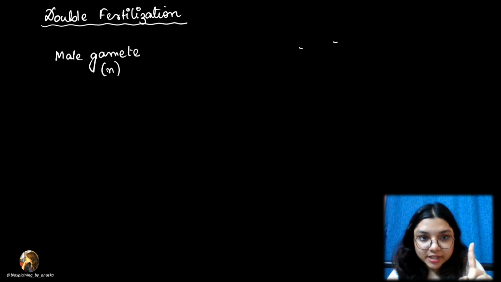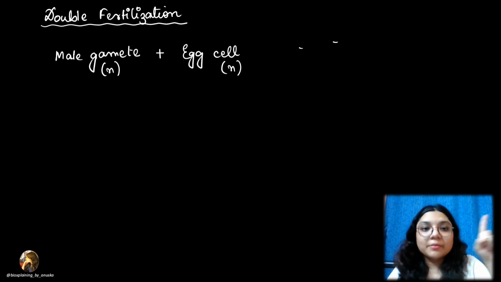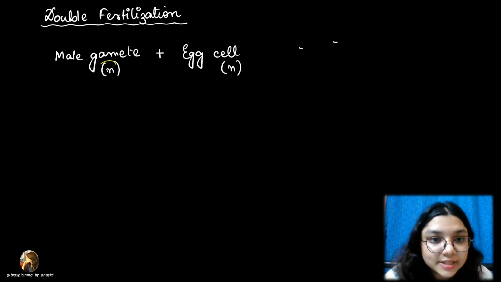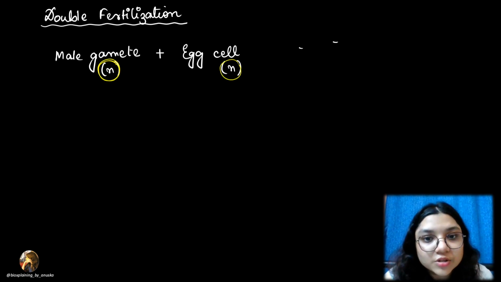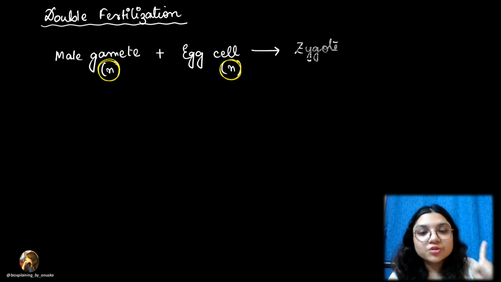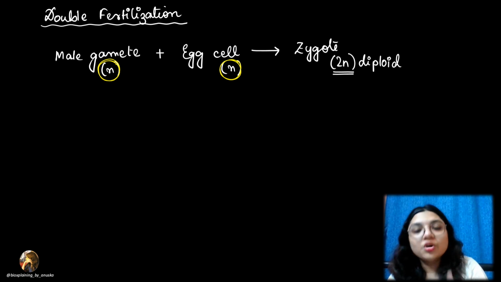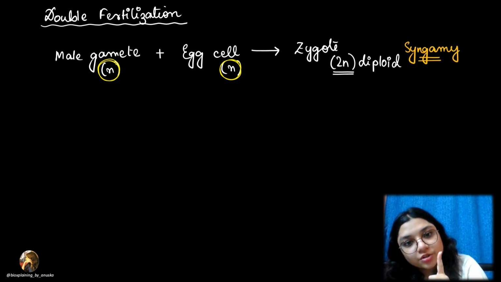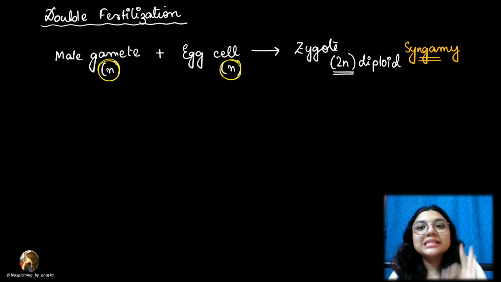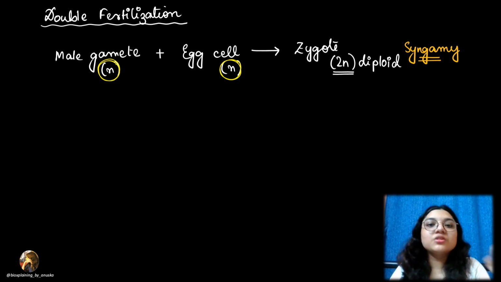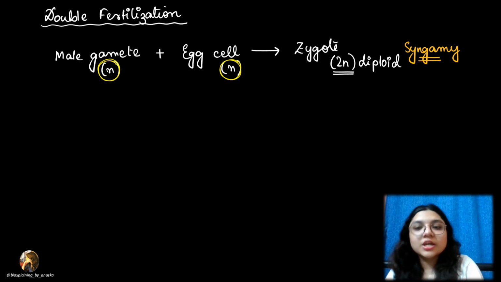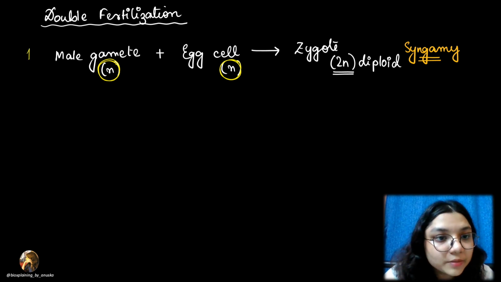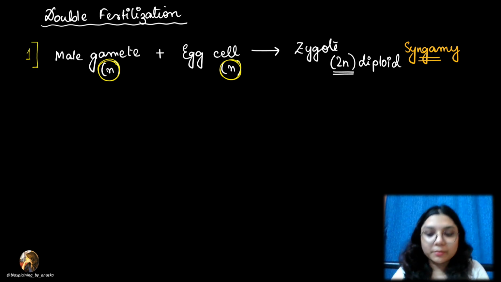So what is double fertilization? One male gamete will fuse with the egg cell. The male gamete is haploid, that is, it has N ploidy. The egg cell is also haploid, N ploidy. It will lead to the formation of the zygote. So N plus N will give rise to 2N, the diploid zygote. This is known as syngamy. The fusion of the male gamete with the egg cell to form the zygote is known as syngamy. So for double fertilization, this is fertilization number 1.